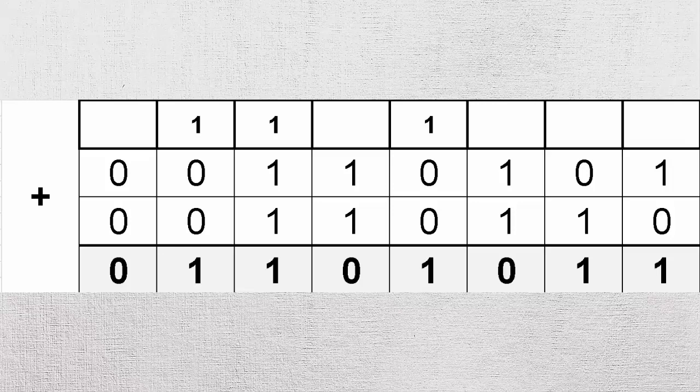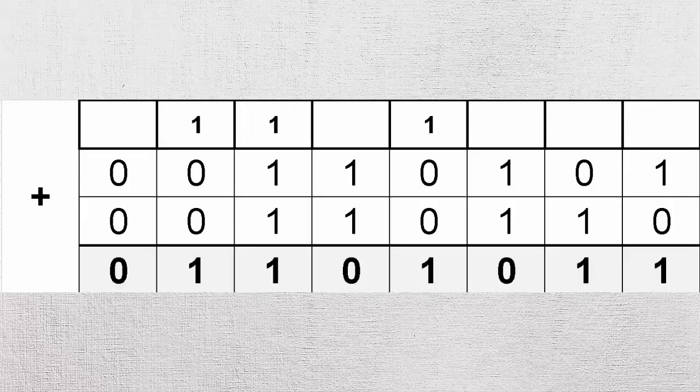01101011, or 107. We can check if our answer is correct by converting the binary numbers into denary and then adding them arithmetically. So, if we convert our numbers, they would be 53 and 54. Add the two together and we get 107, which is our correct answer.